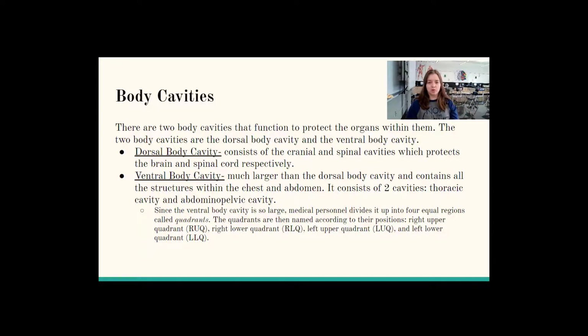And since the ventral body cavity is so large, medical personnel divide it further into 4 different regions that are called quadrants. And it's called quadrants because it's divided into 4 regions. And they're named the upper right quadrant, the lower right quadrant, the upper left quadrant, the lower left quadrant. So let's take a look at these.